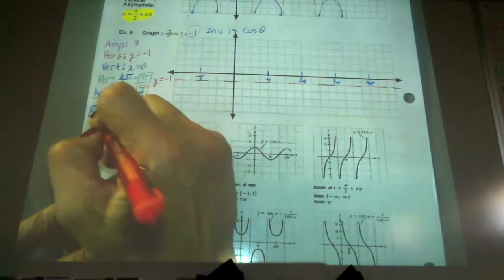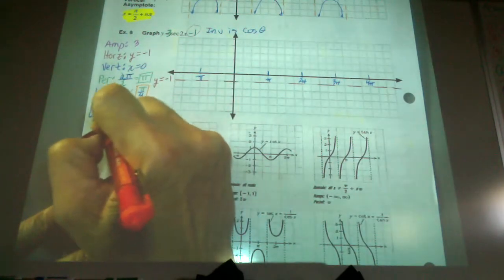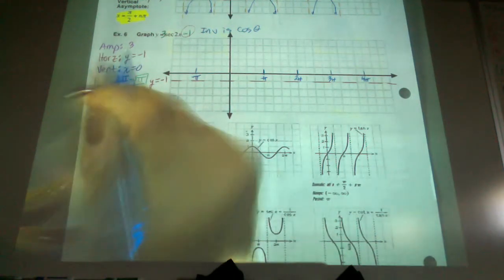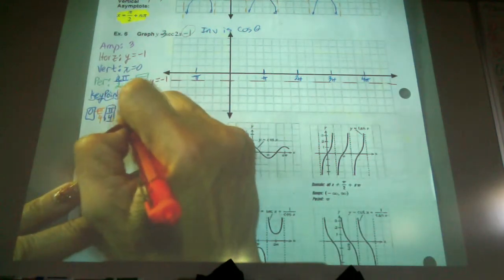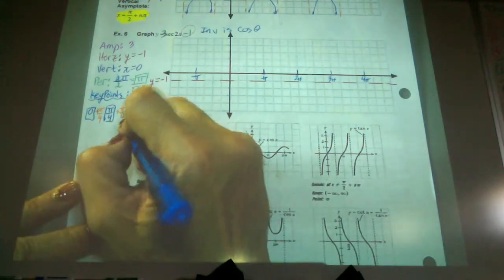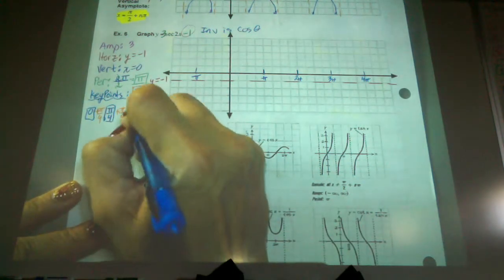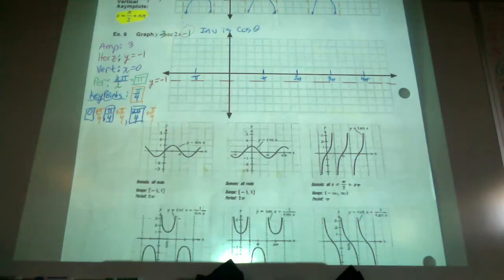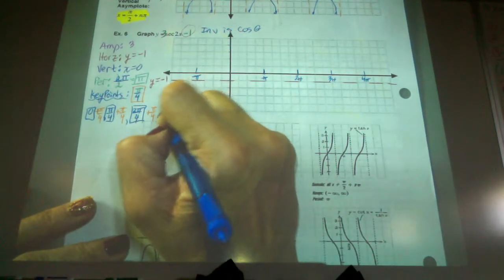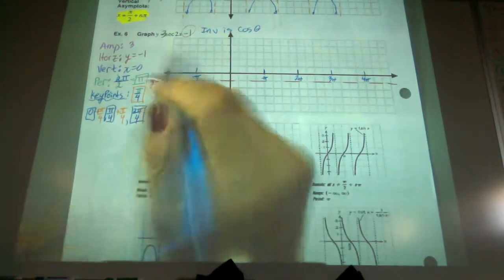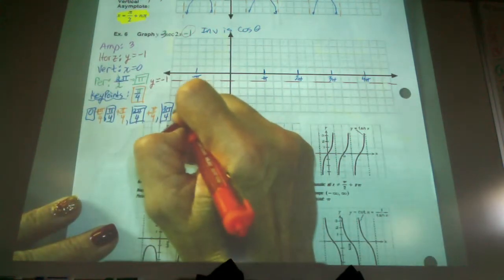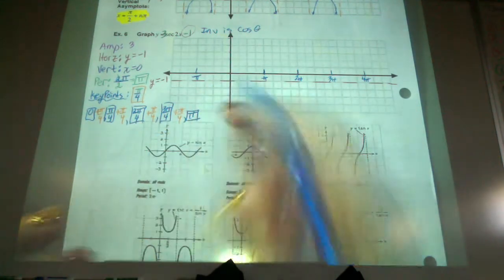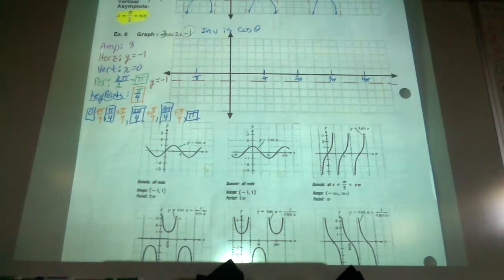So then I'm going to take my increments and add pi over 4 each time. So I get pi over 4, add pi over 4, I get 2 pi over 4, you can leave it unreduced. Add pi over 4, I get 3 pi over 4. And one more time, add pi over 4, I get 4 pi over 4, but I choose to write that as pi. So those are my key points.